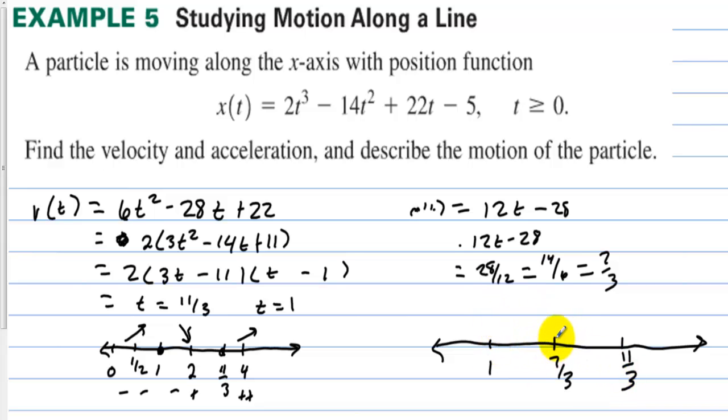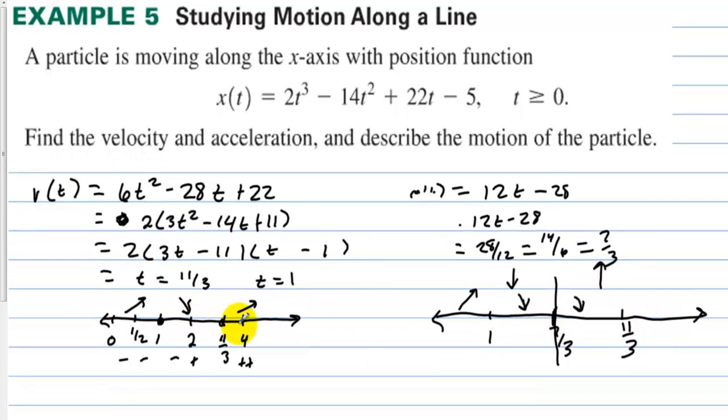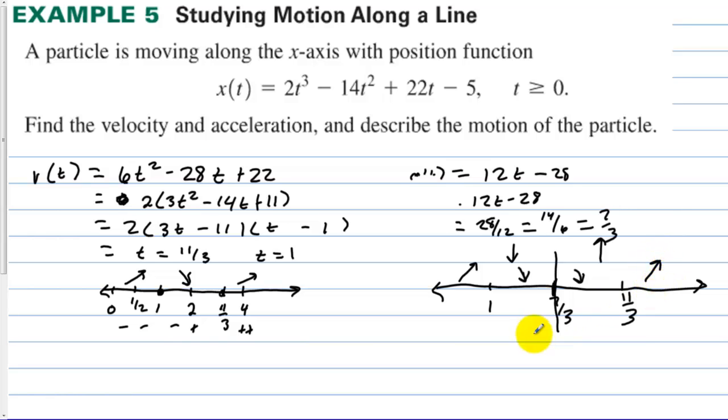So we know that on the left side of 7 thirds, we have, let's say, 2. If we plug 2 in, it's negative, so the acceleration to the left side of 7 thirds is negative. On the right side, if we plug in something bigger than 7 thirds, how about 3? 36 minus 28 is positive. Now we already figured out that to the left of 1, the velocity is positive, and then the velocity is negative between 1 and 11 thirds the entire time, and then afterwards the velocity is positive.